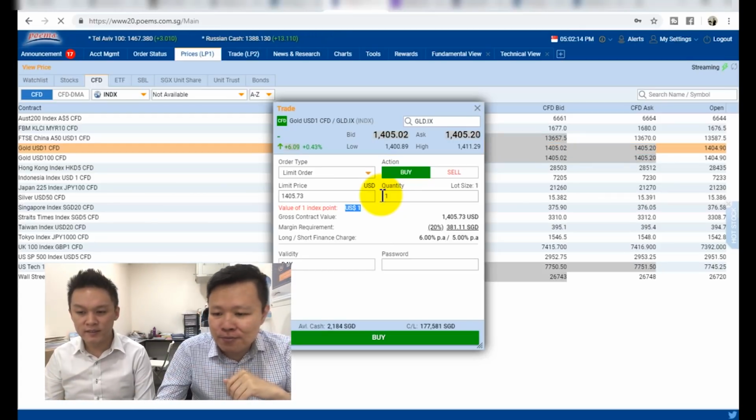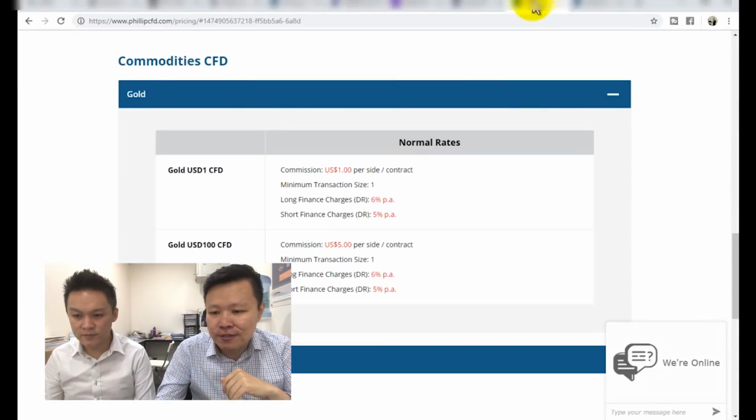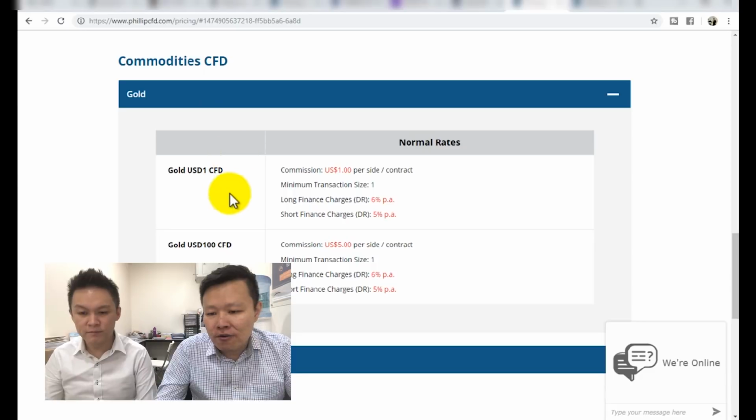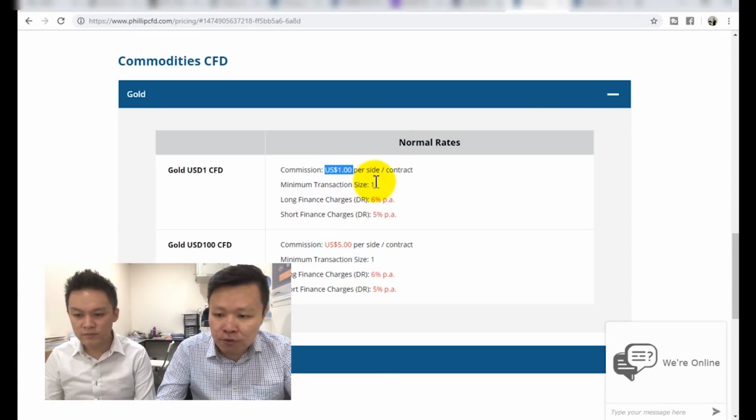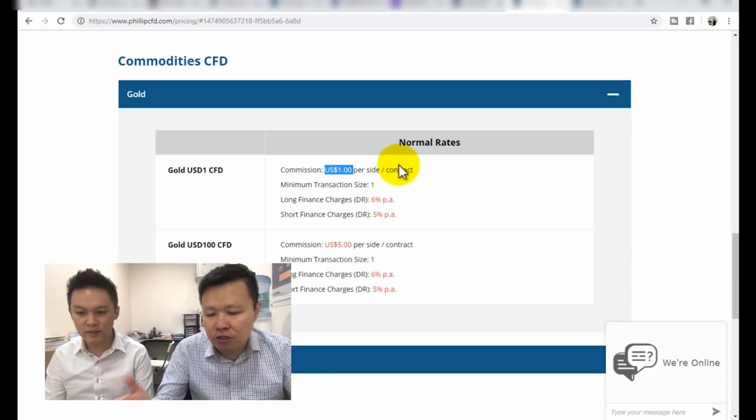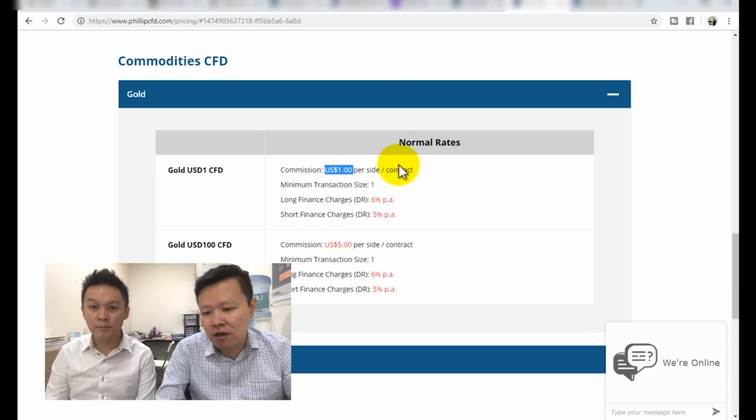Very interesting, because currently, CFD gold, if you buy one unit, for example, it will only cost you $1. And then again, of course, if you buy, for example, 3 units, you just need to times $3. So $3 for 3 units of gold.